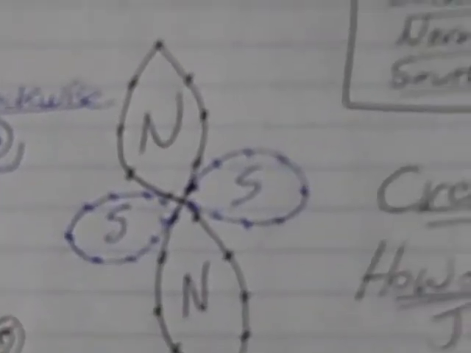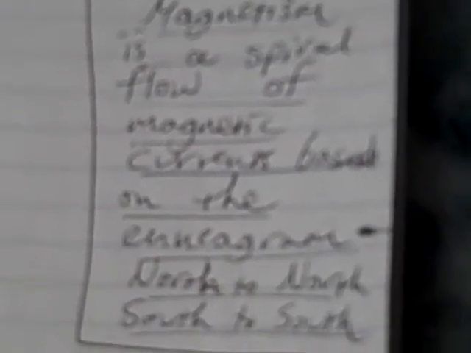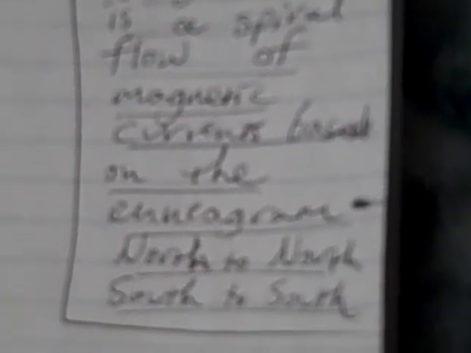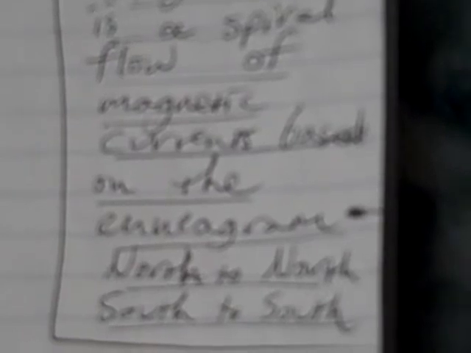Is how it's described. So let me just say that again. Magnetism is a spiral flow of magnetic currents based on the Enneagram, with north flowing to north and south flowing to south. And what that leaves you with is a figure eight magnetic cross, being the structure or pattern that can describe and define everything.